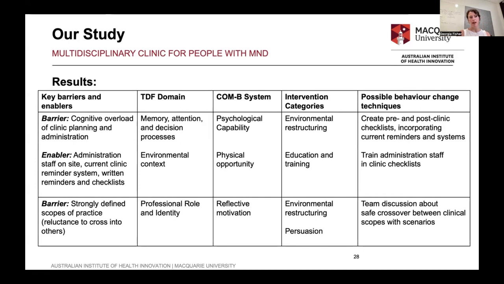So a way that we might overcome this barrier would be environmental restructuring again, but also some persuasion. And a specific way might be a team discussion about what is safe crossover between clinical scopes with scenarios, so that people have an example of how they might behave if they felt that they were going into someone else's scope of practice and they weren't sure whether it was appropriate for them to do so.